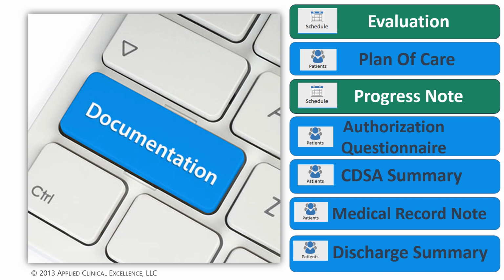The second location is the patient record. Each individual patient will have an electronic file called a patient record that contains all the patient's demographic information. Non-billable documentation such as plan of care, CDSA summary, medical record note, and discharge summary are found on the documentation tab of the patient record, and we'll talk more about those later.